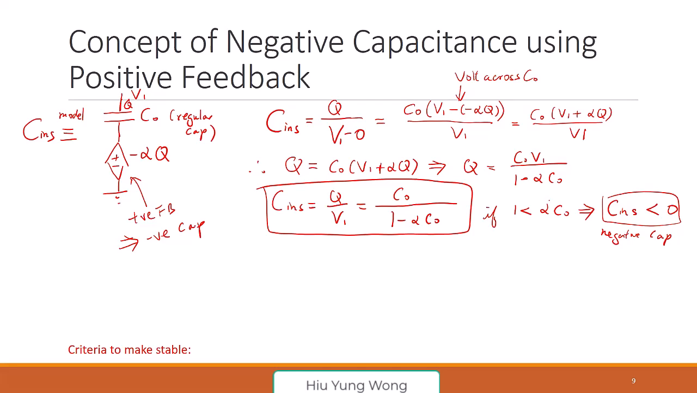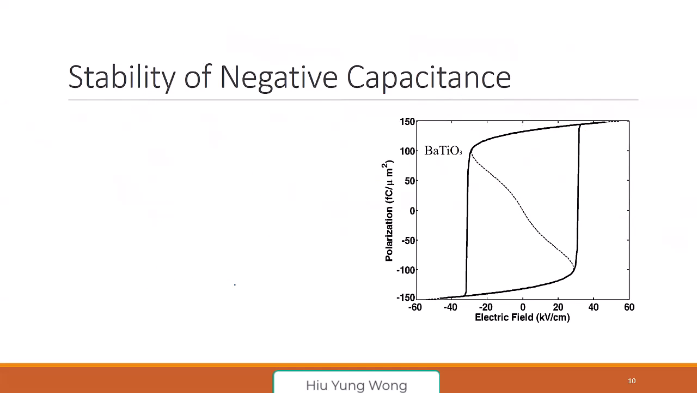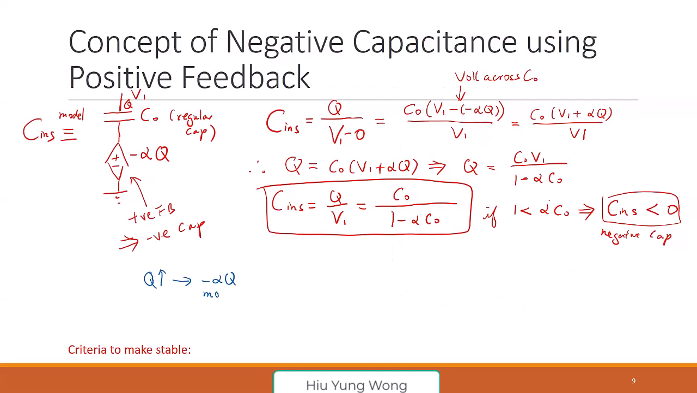Okay, any questions about this? However, this is not stable. You cannot do this in experiment. Think of this: if Q increases, let's say I increase the Q a little bit, what happens to negative alpha Q? It's more negative. So for example, you have 1 coulomb, this becomes maybe more negative 10 volts. And when this is more negative 10 volts, then V1 minus alpha Q becomes larger, more positive.